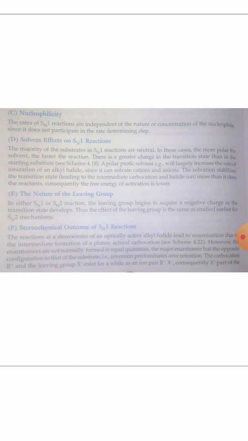The carbocation R plus and the leaving group X minus exist for a while as an ion pair, R plus X minus. Consequently, the X minus part of the ion pair shields the side of the carbon atom to which it was attached. The incoming group therefore has more chance to attack the other side.